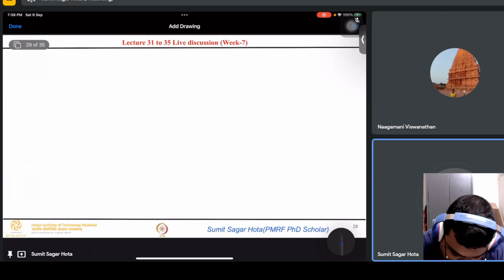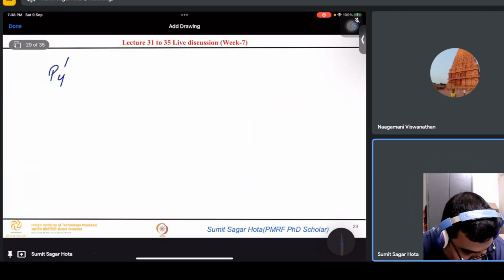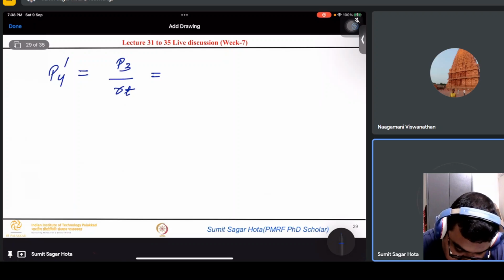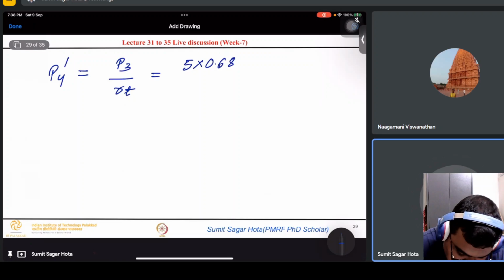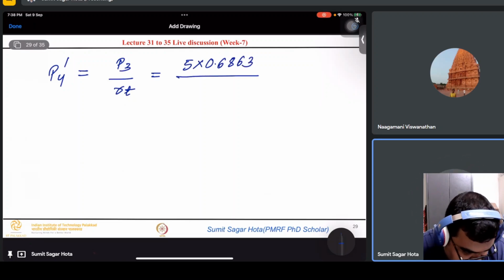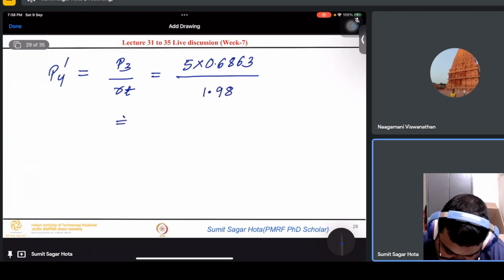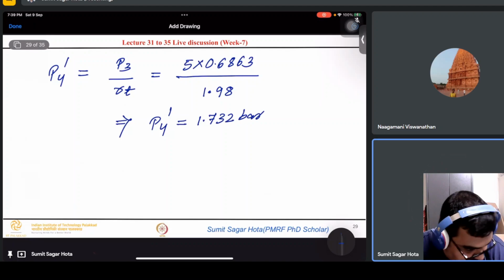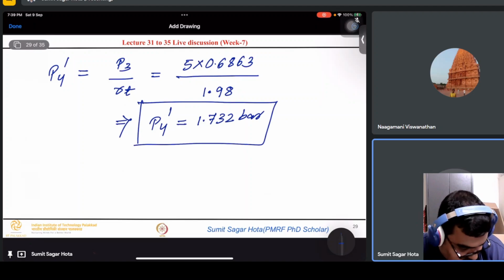so what is the value? You can write P4 dash is equal to P3 by RT. I just rearranged. Okay, what is P3? 5 into 0.6863, RT 1.98. Okay, substitute, find out P4 dash: 1.732 bar. Okay, so you know P4 dash now.